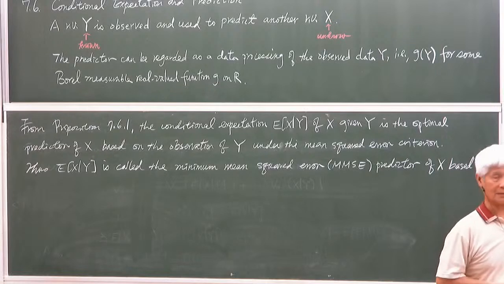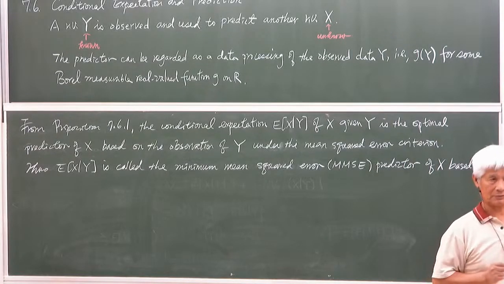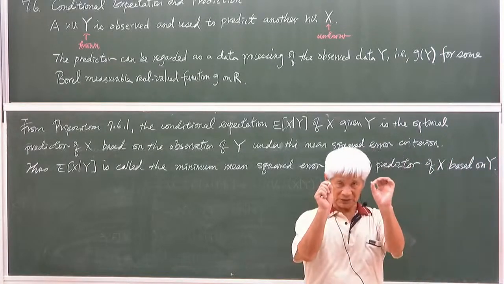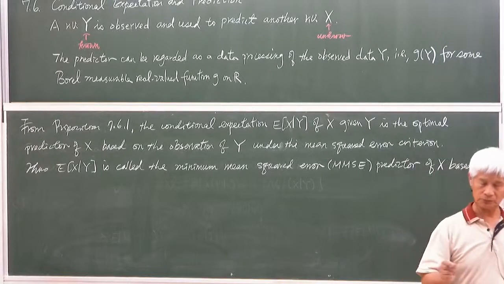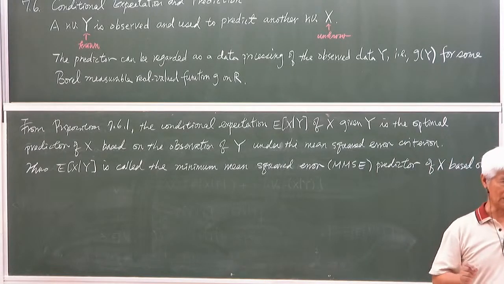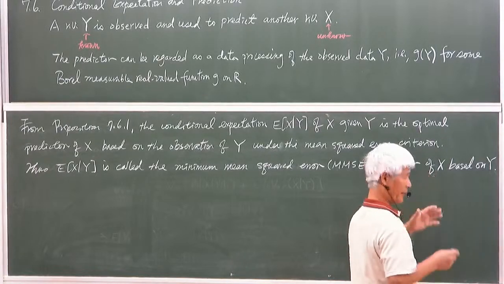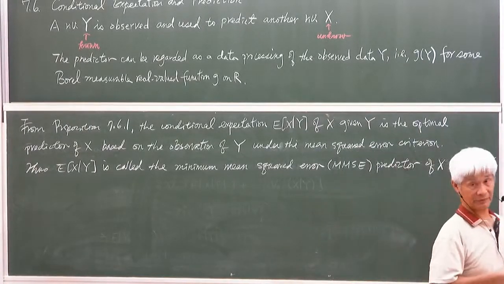If you know their joint distribution, then no problem. You can compute the best predictor, which is the conditional expectation of X given Y.